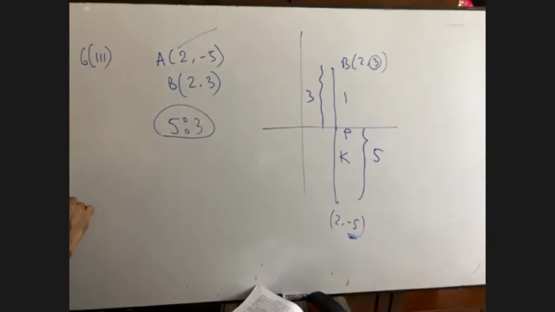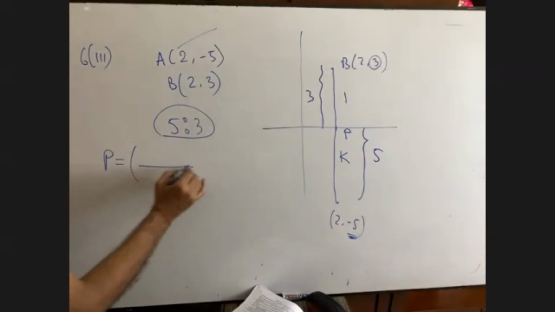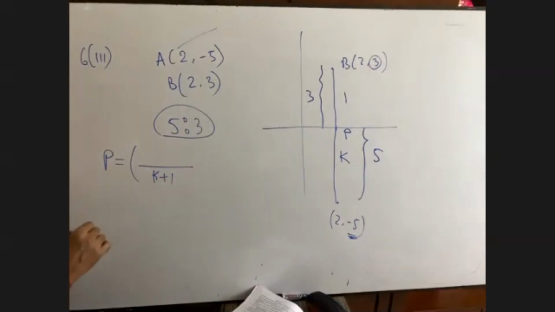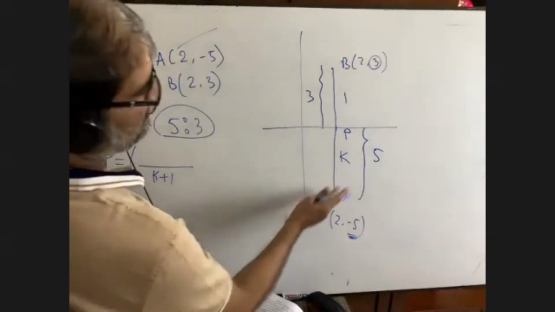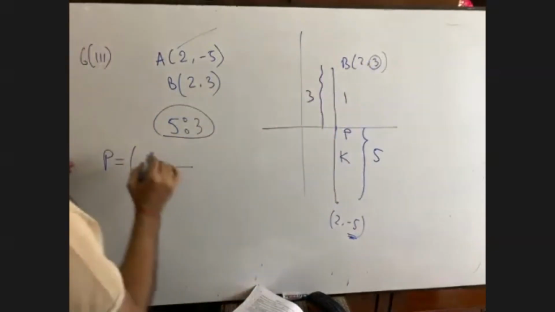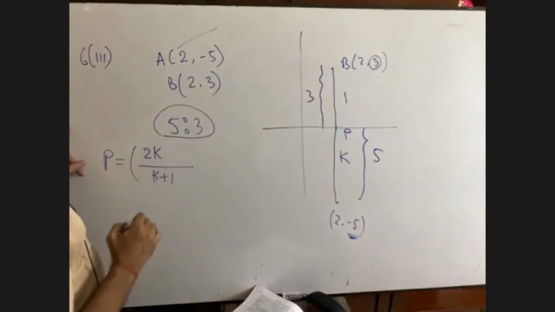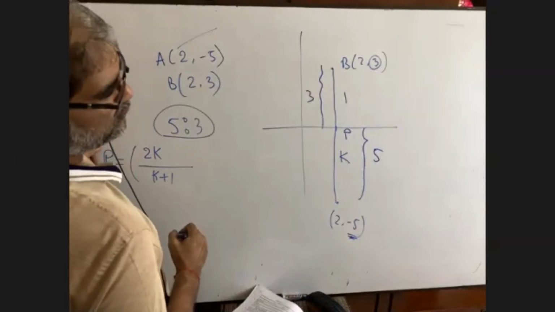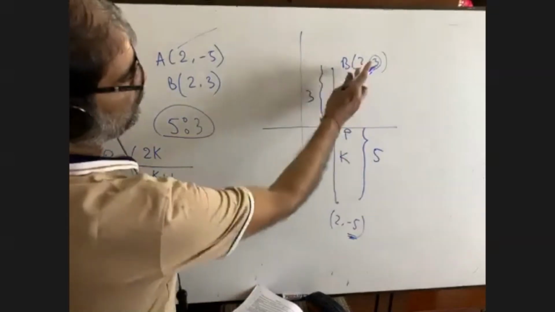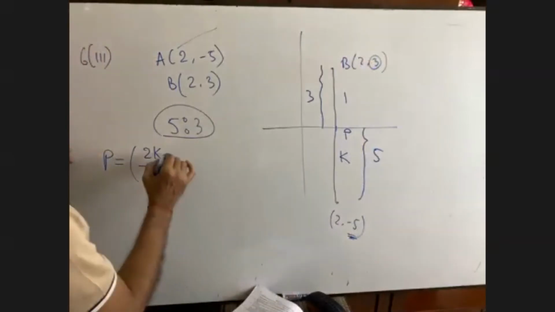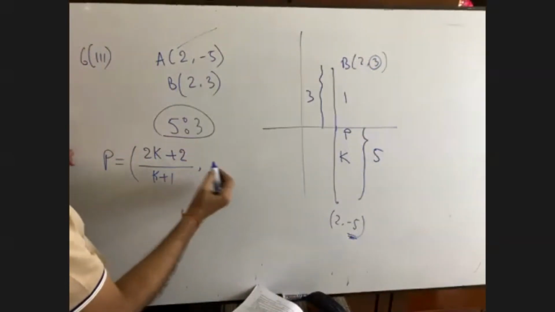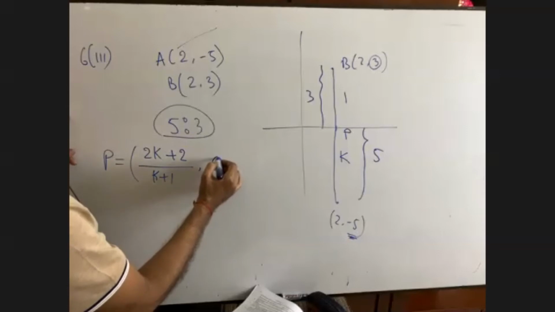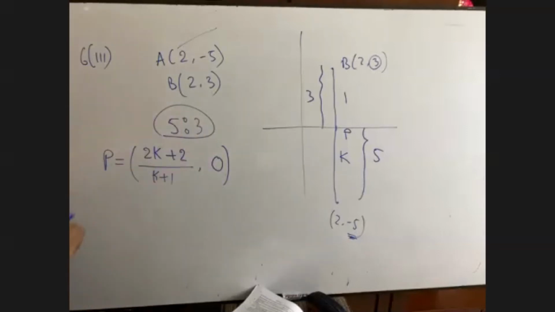Anyway, I'm going to that part. Just let me know P equals to what? It is K plus 1, right? So it was K into 2, 2K. I told you 2K. K into 2, 2K, plus 1 into 2, plus 2. And this is Y, which is 0. I am not going to write down that. It will be 0 always. K equals to what? 5/3.